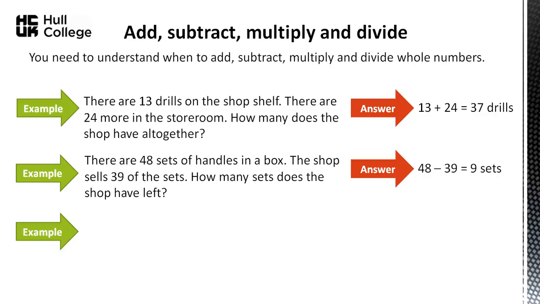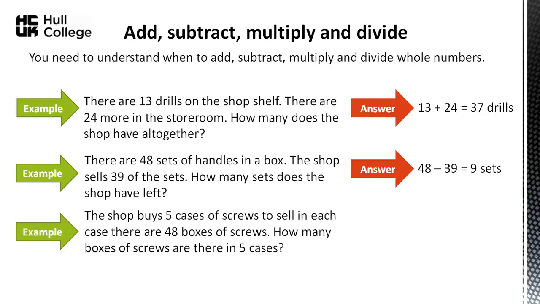Example 3. The shop buys 5 cases of screws to sell. In each case there are 48 boxes of screws. How many boxes of screws are there in 5 cases? This requires multiplication. 48 times 5 equals 240 boxes.